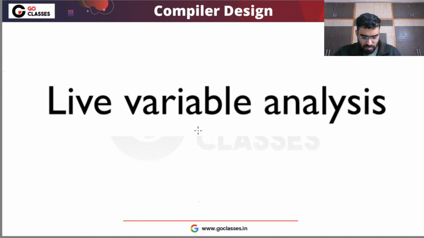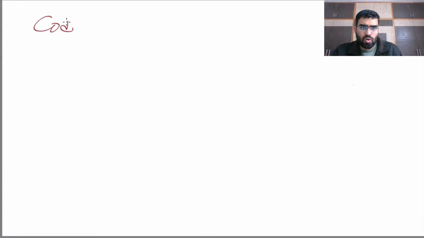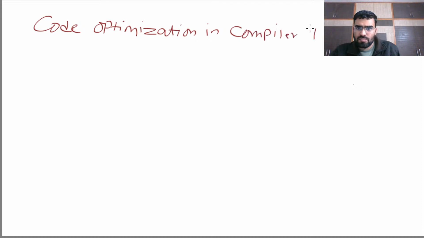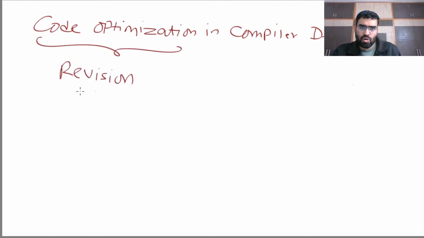You already know what this is because on the GO Classes YouTube channel you can find the code optimization playlist. Today we will do code optimization in compiler design. I am not going to teach you any concepts that I have already taught. I will take some examples. Basically we will do a revision, an overview of the concepts, and we will take many examples and solve them.